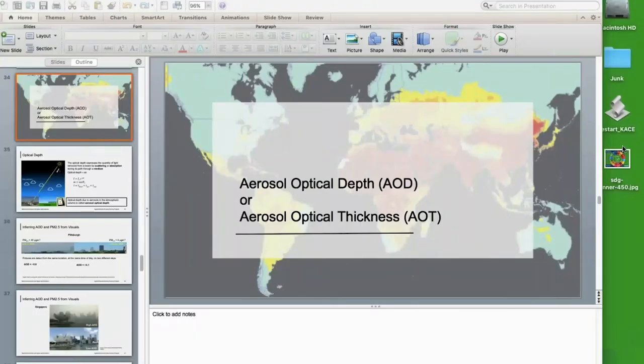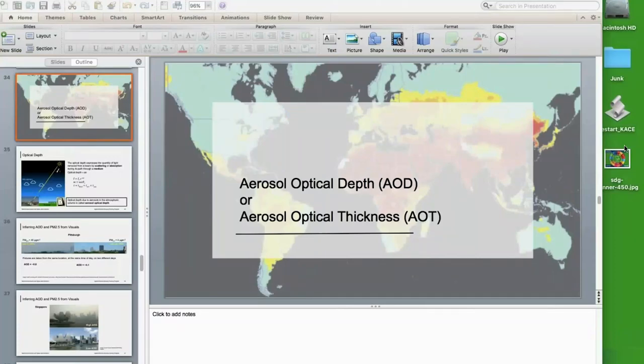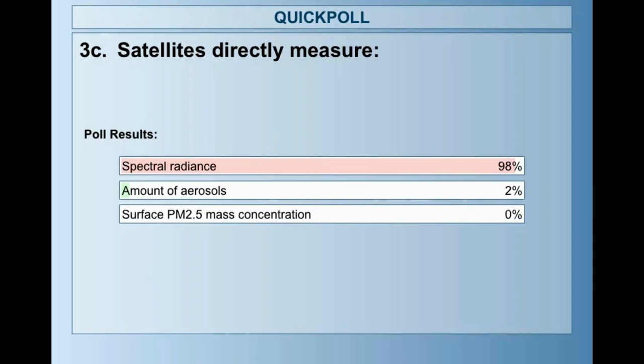Okay, I have one more question before we move to the next section, and this is related to a very important concept of satellite remote sensing, which we just talked about. What quantity does a satellite directly measure? Okay, great. Thank you. So as you can see from the response, 98% of people say it's spectral radiance, and that is the correct answer. Again, I want to reemphasize that the satellite does not make direct measurements of aerosols or PM2.5, but what it measures is spectral radiance, which we use in computer algorithms to convert into a geophysical quantity such as aerosol optical depth.